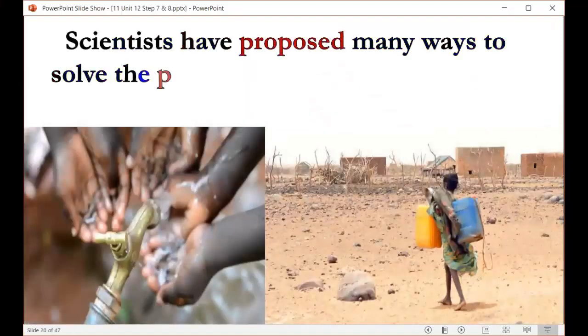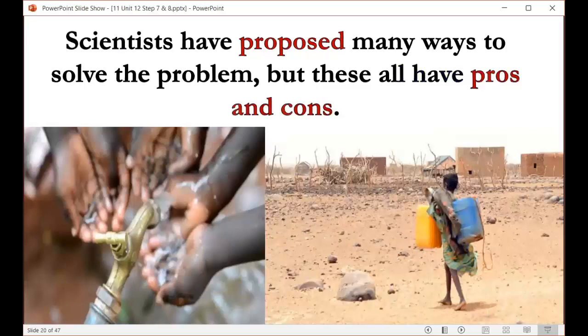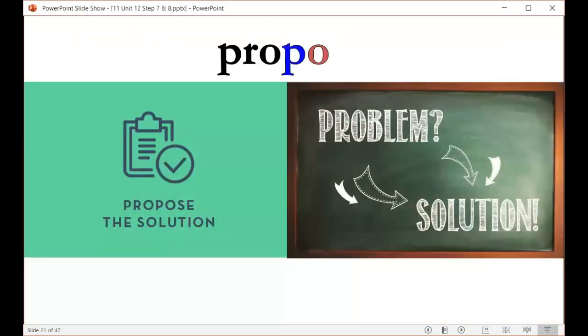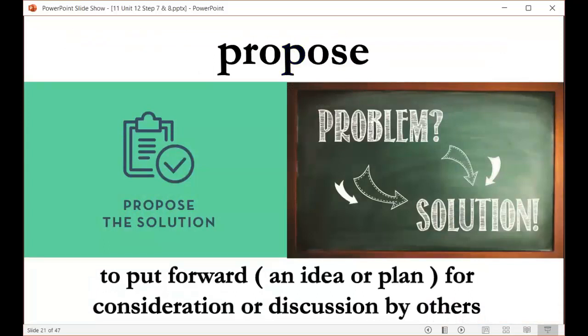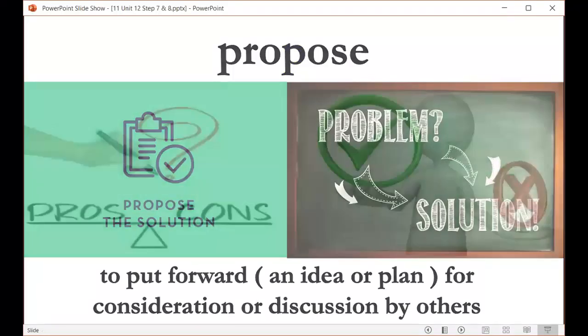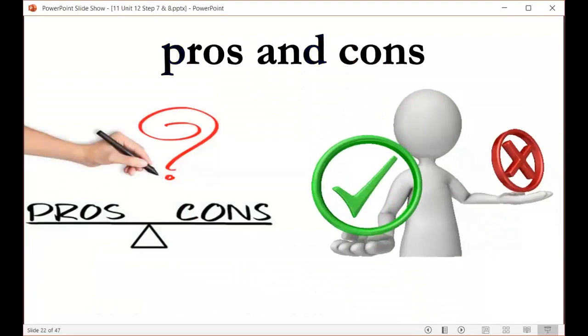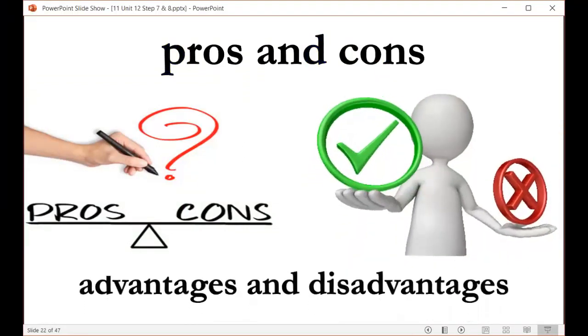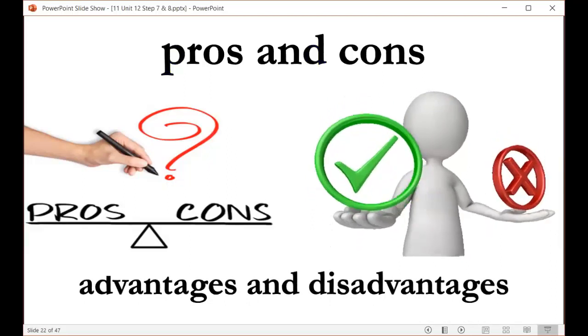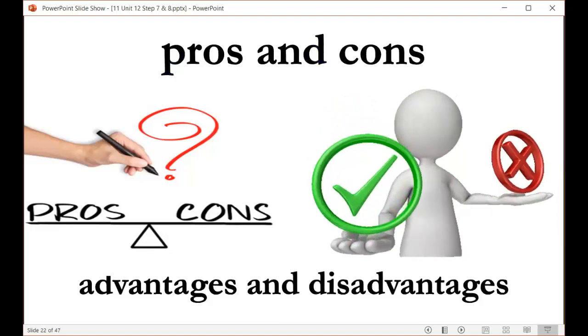The next word is proposed, and an expression, pros and cons. We see that scientists have proposed many ways to solve the problem, but these all have pros and cons. What's the meaning of proposed and pros and cons? Propose means to put forward an idea or plan for consideration or discussion by others. And pros and cons means the advantages and disadvantages of something.